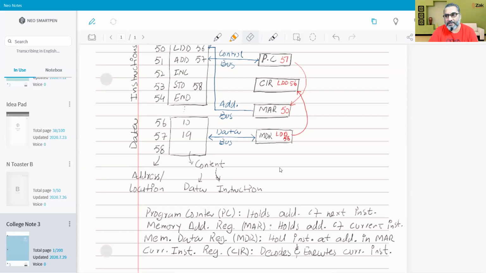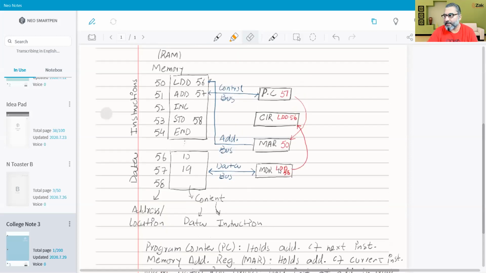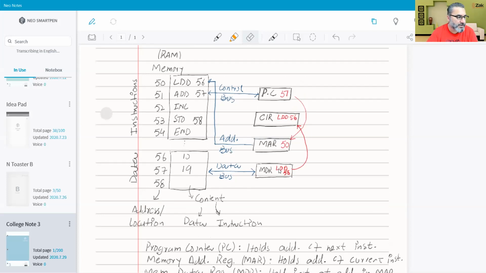From PC, the address of the next instruction goes to MAR. As soon as it reaches MAR, it becomes the address of the current instruction. PC increments itself by 1 in order to always have the next instruction address. MAR then points to memory with that address through the address bus. From that particular address, the content, which is the instruction, arrives in MDR using the data bus. And from MDR, it goes to CIR, where it is decoded and executed.